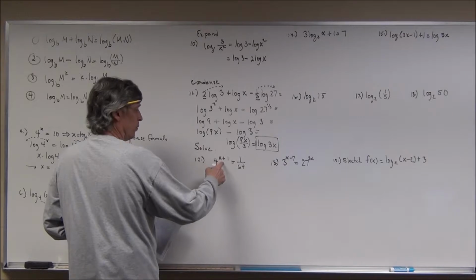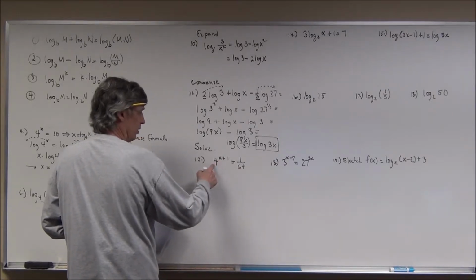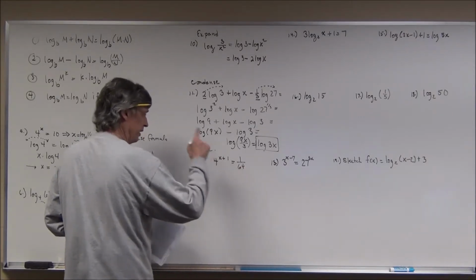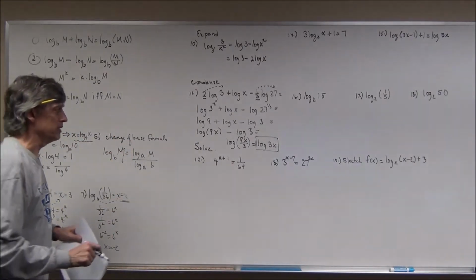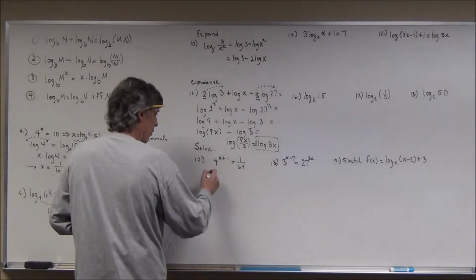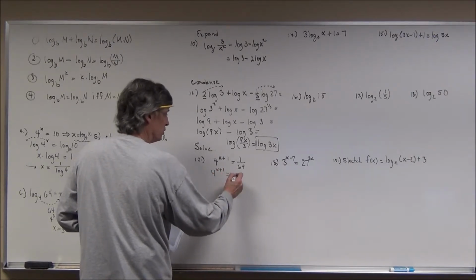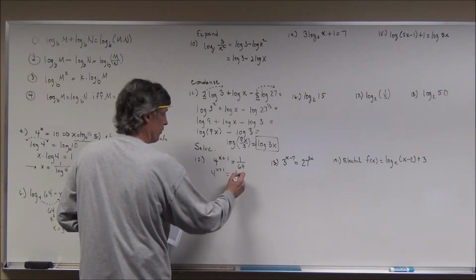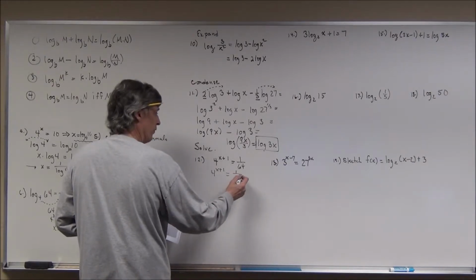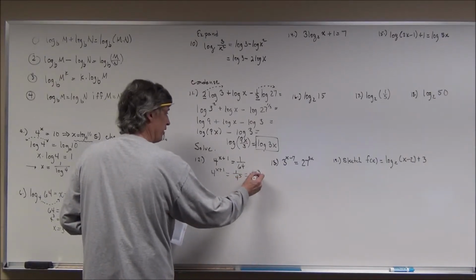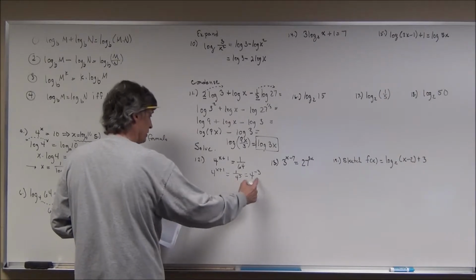Alright, first things first. 4 to the x plus 1 equals 1/64. I look at this 4, I look at 64, I'm thinking 64 can be written as a power of 4. 4 to the x plus 1 is equal to 1 over 64, which is 1 over 4 to the 3rd, which is the same as 4 to the negative 3. You're going to need to remember this.